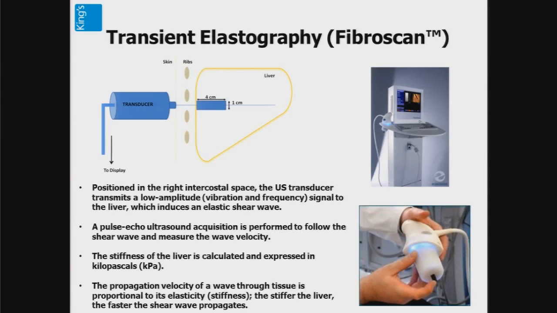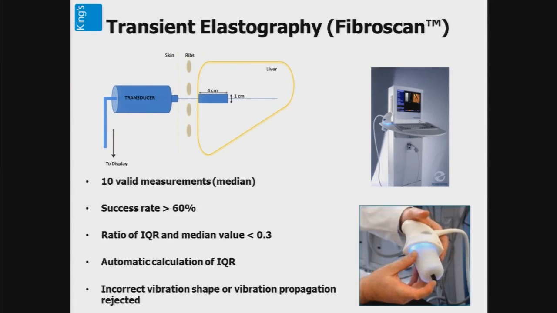You're propagating a pulse into the liver, and you're analyzing the stiffness of the liver, Young's modulus, and measuring it in kilopascals. You take 10 valid measurements. Your success rate is about 60%, and you're looking for an interquartile range between the 25 and 75% range, so that all your readings are around the mean to give you a diagnosis.